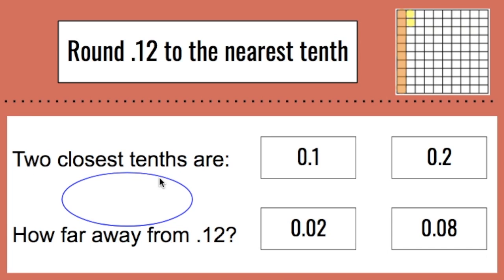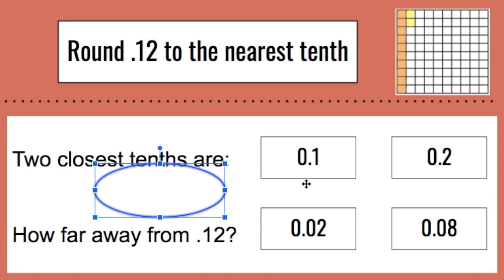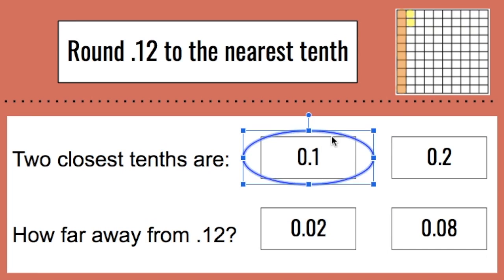Once you know which tenth amount 12 hundredths is closest to, circle it. This circle can be moved around the page. And in this case, since we can see that 1/10 is only 2 hundredths away from 12 hundredths, and that 2/10 is 8 hundredths away, 2 hundredths being less than 8 hundredths, meaning it's closer, we will circle 1/10, meaning we have rounded down to 1/10. 12 hundredths rounded to the nearest tenth is 1/10.